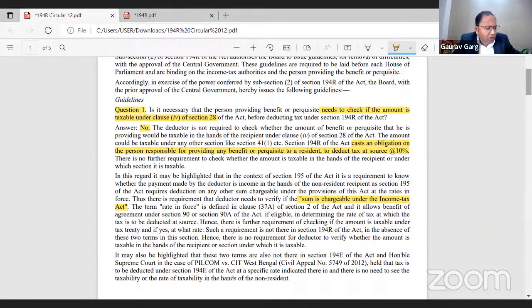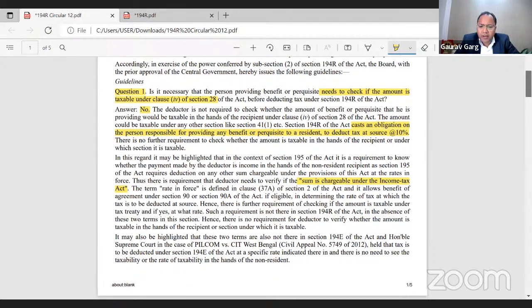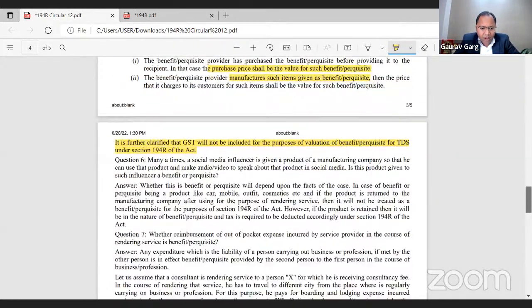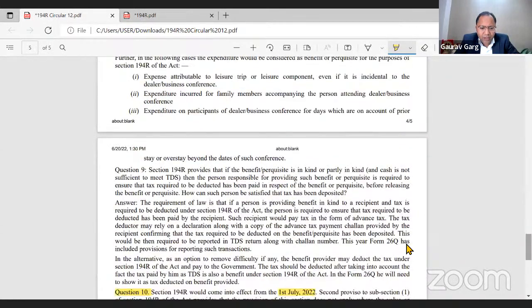Now let me take you to question number 9, which is on how the provision of TDS would operate. I think someone asked the question that if I am deducting the TDS, let's say the benefit is 20,000 and I am deducting TDS of 2,000, what will happen to the 2,000? So 194R, question number 9: section 194R provides that if the benefit or perquisite is in kind, or partially in kind and partially in cash, and the cash is not sufficient to meet the TDS, then the person responsible for providing such benefit or perquisite is required to ensure that the tax required to be deducted has been paid in respect of the benefit or perquisite before releasing it. How can such a person be satisfied that tax has been deposited?